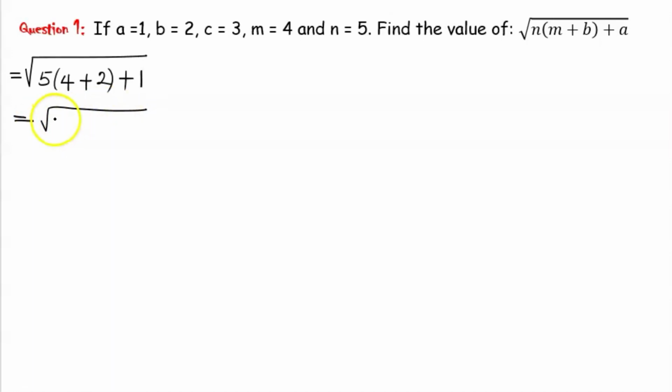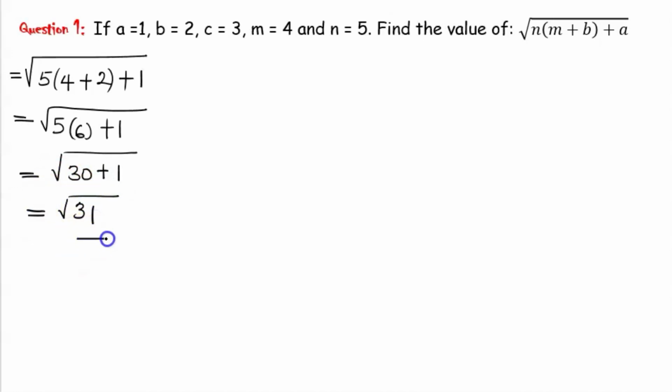Alright, so we have 5 into 6 plus 1. And this is going to give us, this is 5 times 6. We are going to multiply, which is 30, plus 1. Which is finally going to give us root 31. Alright, we can leave our answer like this.